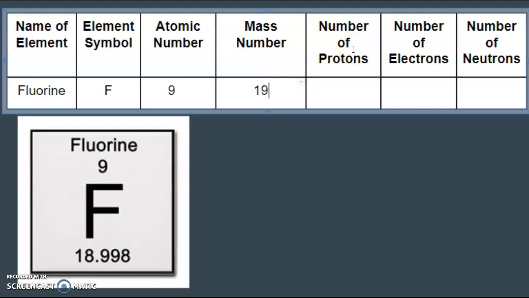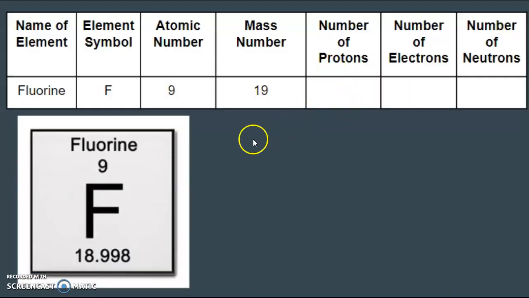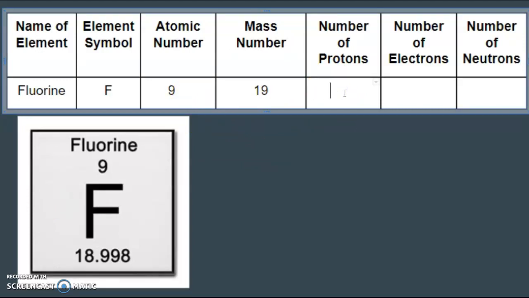Now, here we go, going for our atomic rules that are going to help us out here. Our number of protons. If we look back at our first rule again, the atomic number of an atom is equal to our number of protons in an atom. So if we go back here, our atomic number was 9, so our number of protons also has to be 9.